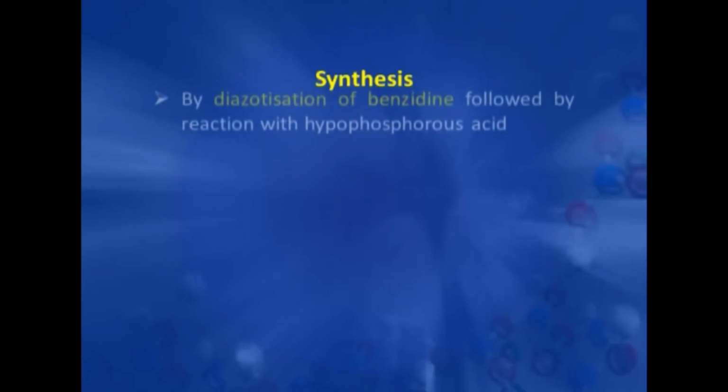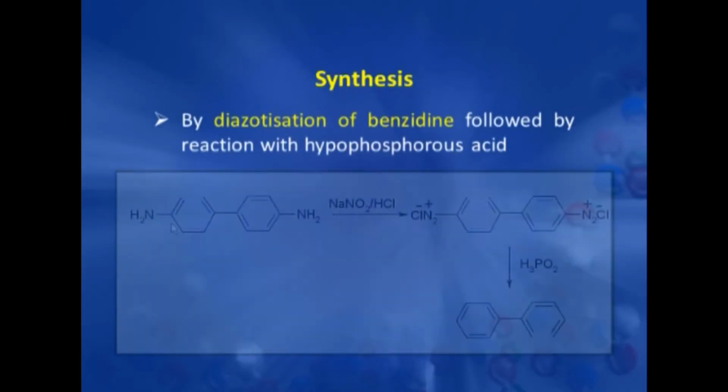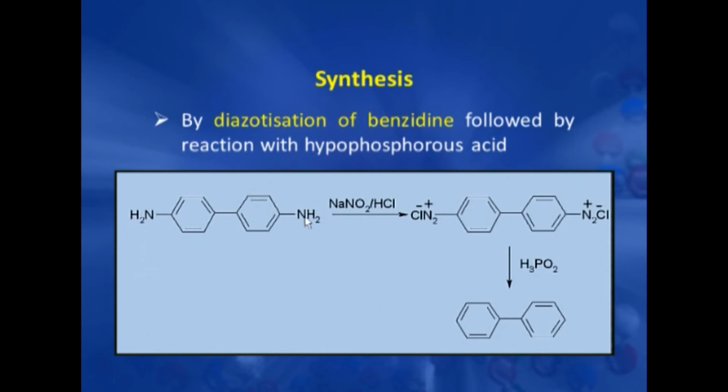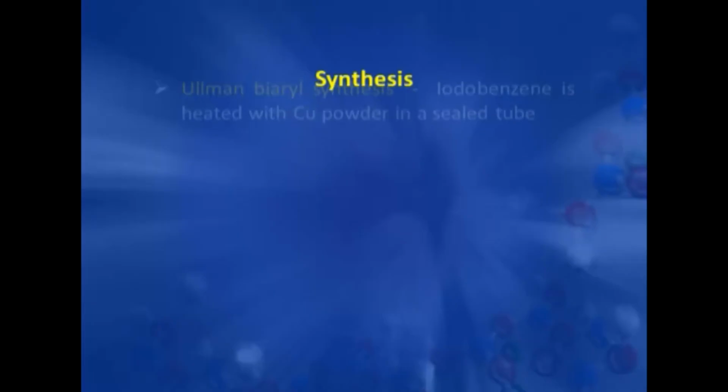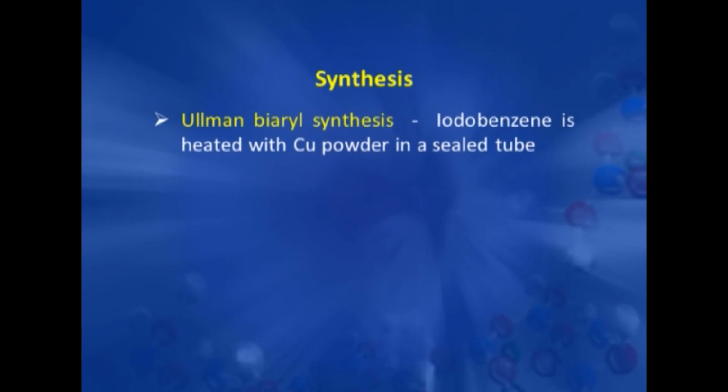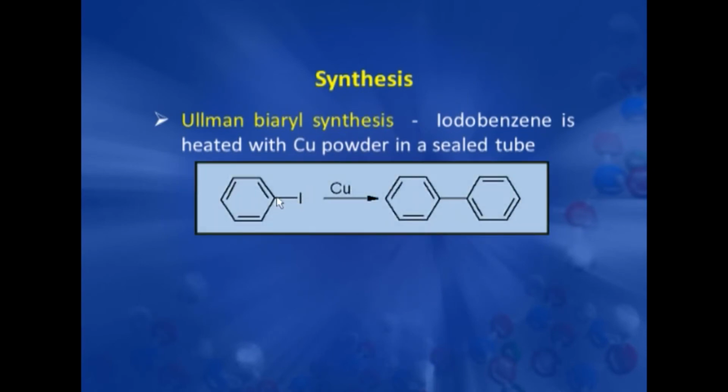The next one makes use of benzidine. In benzidine, if we remove these NH2 groups, then we get biphenyl, and this can be done via diazotization. First, diazotization to prepare a diazonium salt, and then replacement of the diazonium group by hydrogen using hypophosphorous acid. The next reaction is the Ullmann biaryl synthesis. When iodobenzene is heated with copper powder in a sealed tube, biphenyl is produced.